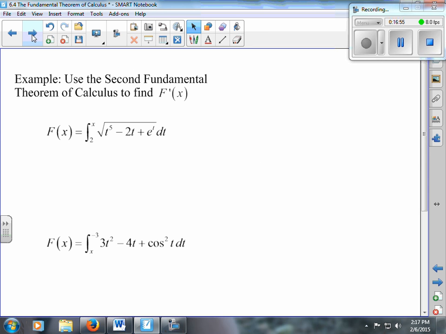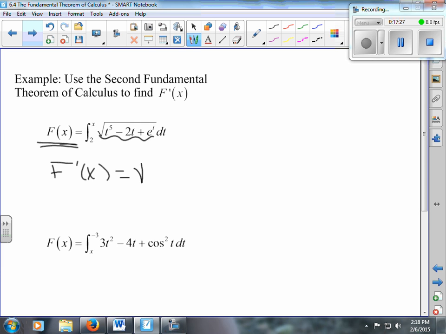All right, let's do some examples of this, and then we will be finished. So this says use the second fundamental theorem of calculus to find f prime of x. And notice we're using capital F of x as the name of the area function. And of course we should use capital F of x. It's equal to an area, which is an integral, which is an antiderivative. And we like to use the letter capital F for antiderivatives. And so I'm just going to use the formula here, which says that the derivative of the antiderivative is just the original. So the answer here is just square root of x to the 5th minus 2x plus e to the x.